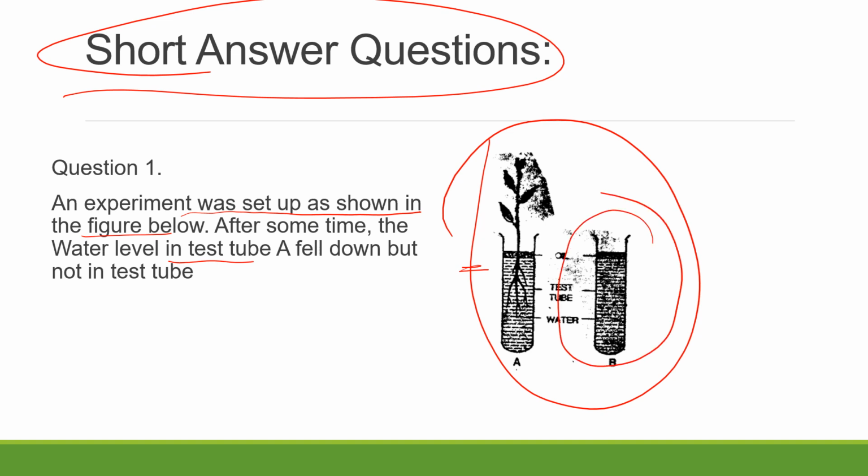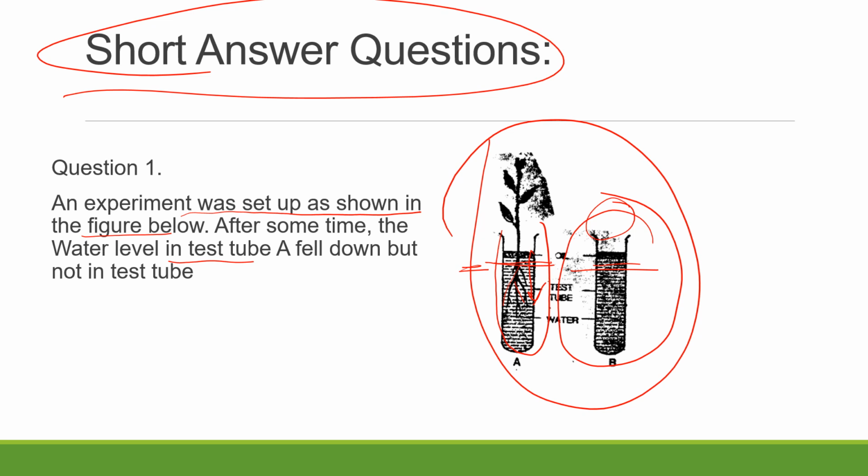So what is happening here? Here in this test tube, we have taken a plant with roots and you have put some oil on the top of both the test tubes, but here no plant is there. So what will be the observation? After some time, the water level of test tube A falls, and B doesn't fall. So what should be the reason?